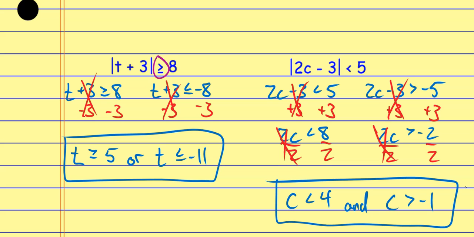Okay? So absolute value is the distance from 0. Always split it into 2 versions. And watch out for some of those little things like, hey, determining whether it's and or or with the inequalities and making sure you flip that inequality sign. Okay?